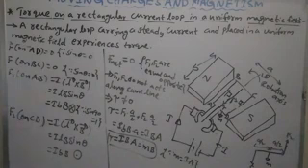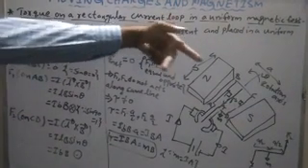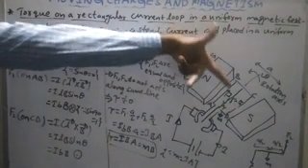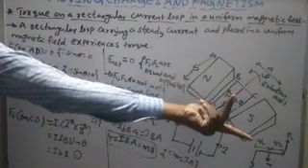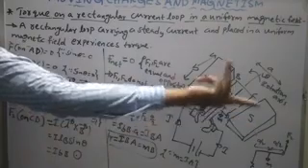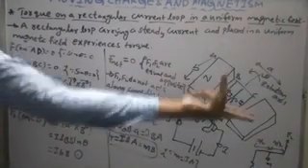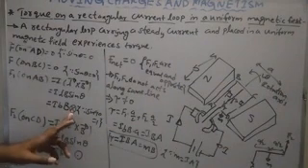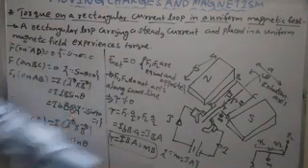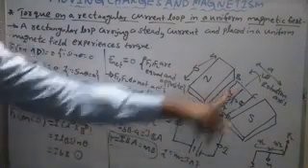Fleming's left hand rule. If you apply Fleming's left hand rule, the magnetic field is from north to south. Current is in which direction? Upward. And the thumb represents the force, which is in the downward direction. So the force on AB is downward, and the downward direction is represented like this, a cross.